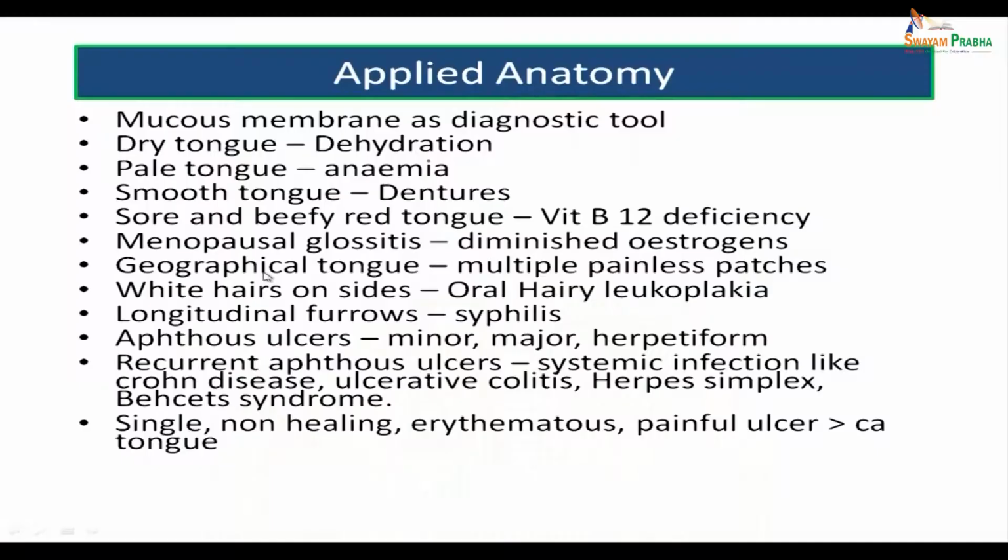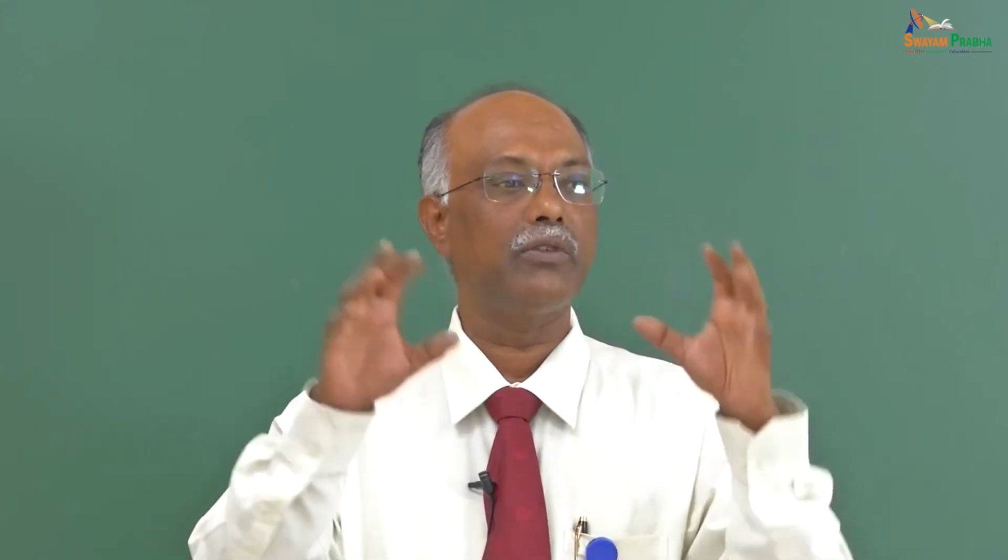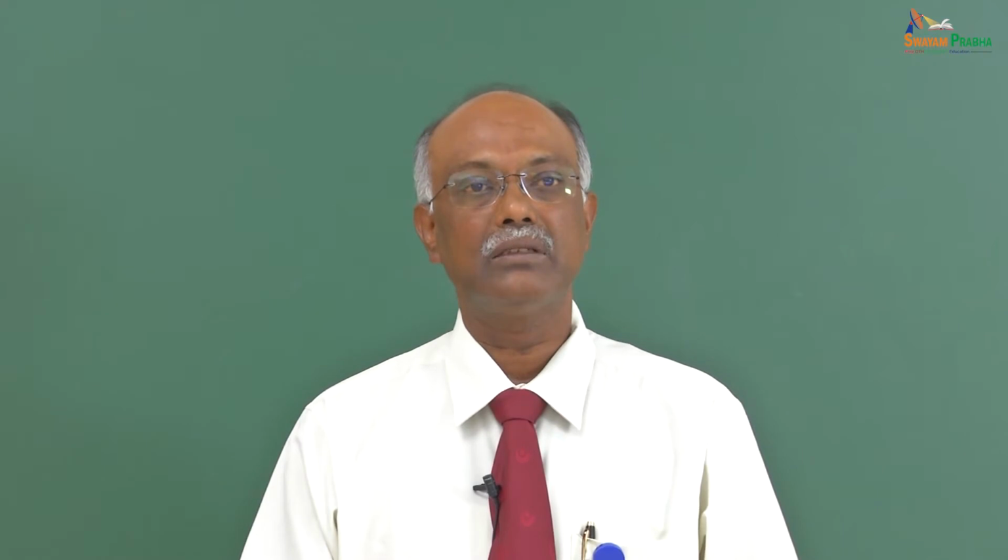There is a condition called geographical tongue. It looks like a geography map. You have multiple patches over the tongue. It's of course a very benign condition and does not happen in everybody. It happens only in about 1 to 3% of people. What happens is multiple patches of discoloration on the dorsal surface of the tongue, and it appears more like a geography map. So that's what is called a geographical tongue.